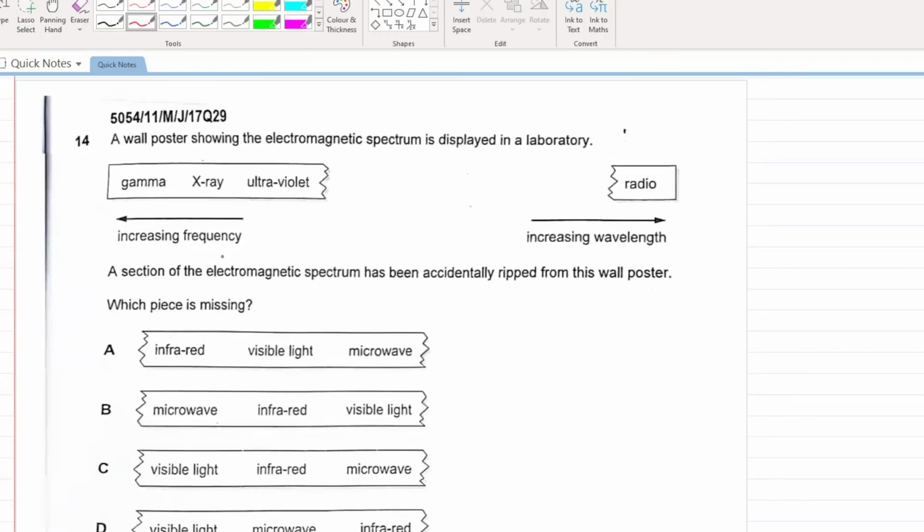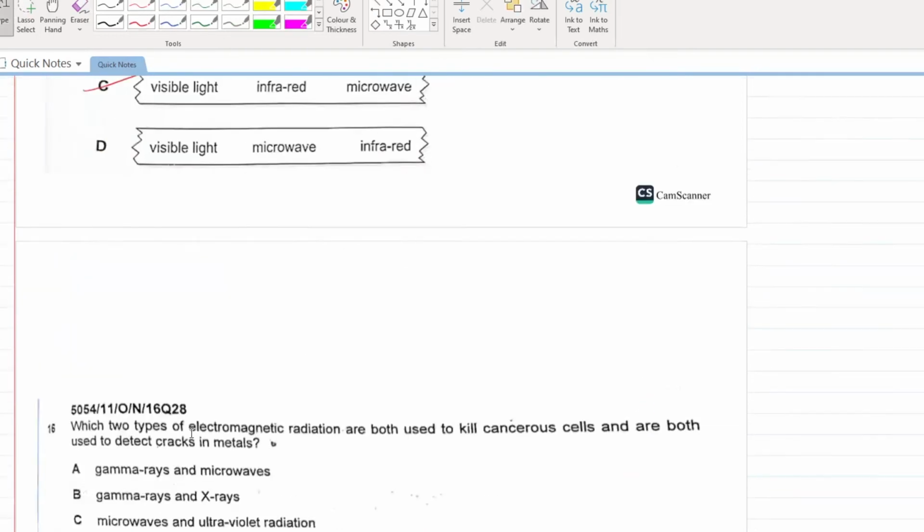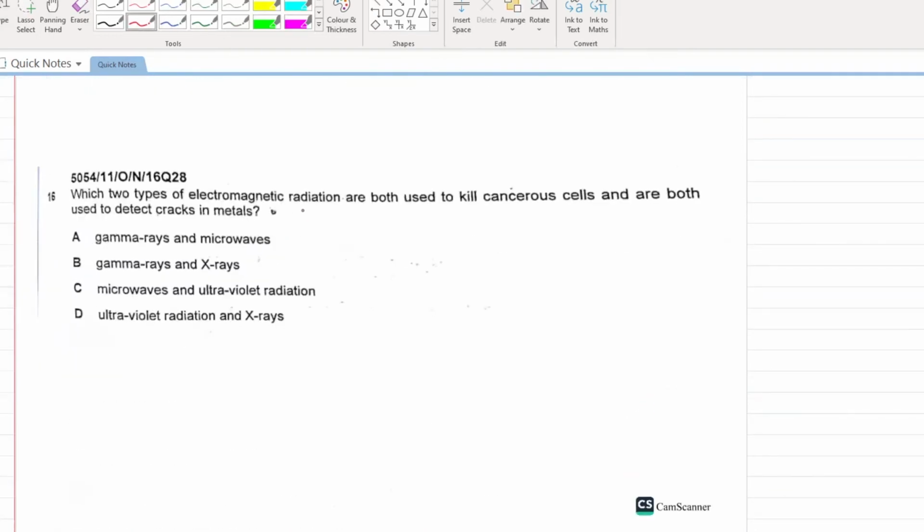Let's further move ahead. We have to complete the spectrum: gamma, X ray, ultraviolet. After this comes visible light, and after that, infrared. After that, microwave. C is your answer. Let's move ahead. Which two types of electromagnetic radiation are both used to kill cancerous cells and are both used to detect cracks in metals?